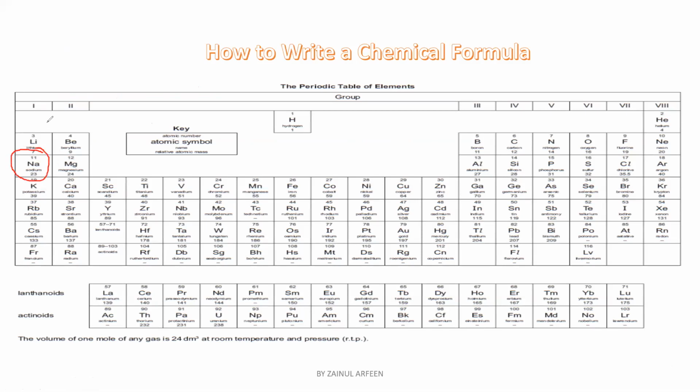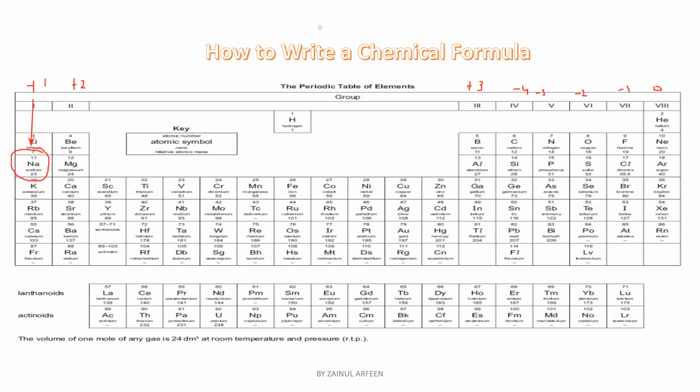So what will be the valency of sodium? As it belongs to group 1, the valency is the charge that appears during a chemical reaction, or when the substance is reacting or forming a compound. So what will be the valency? It will be +1. That's right. So sodium is +1.